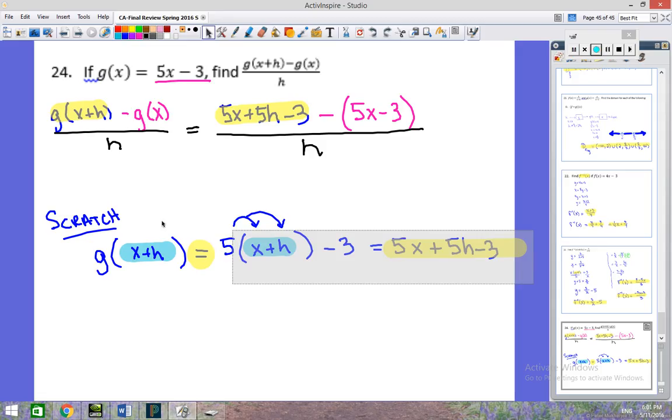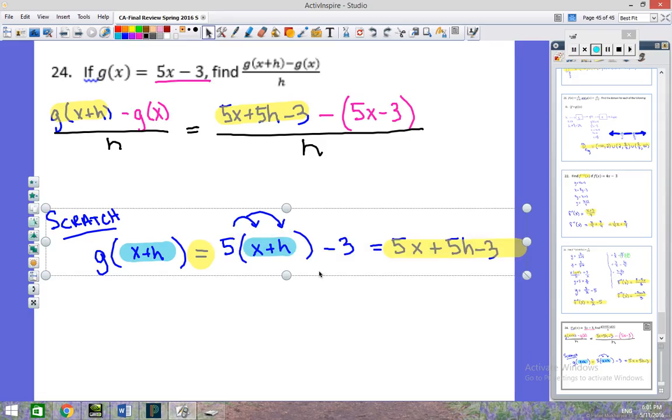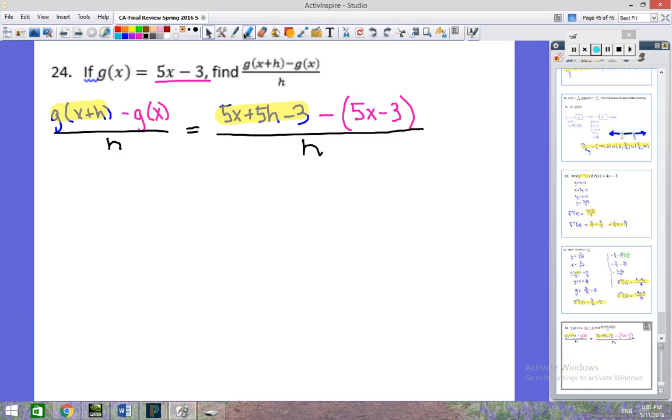All right, I'm going to get rid of my scratch work down here. I'm done with it. If you still need to see it, you can pause the video and go back. I'm going to stop writing in different colors and just finish this in black. I've got 5x plus 5h minus 3 minus the first term 5x, and when you subtract a negative 3, we just write it as 3.